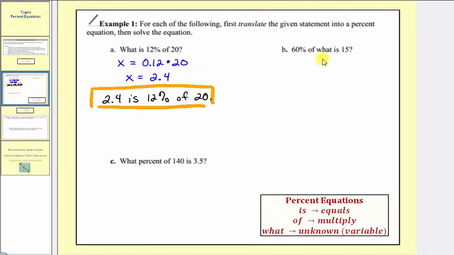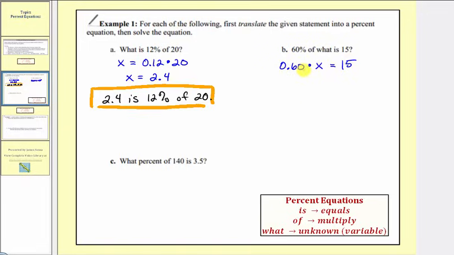B, 60% of what is 15? So writing our equation, the first thing we see is 60%. 60% as a decimal would be 0.60. Of means multiplication, so we have times. What represents the unknown. Again, let's go ahead and use x. Is means equals, and then we have 15. So our equation is 0.60 times x equals 15.